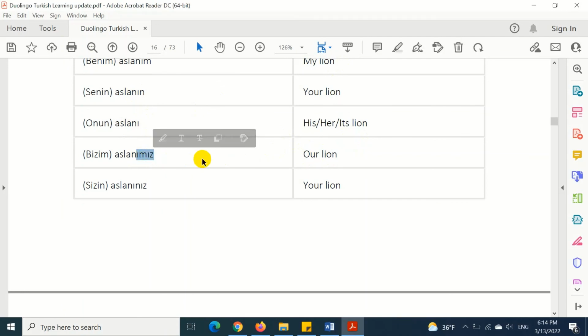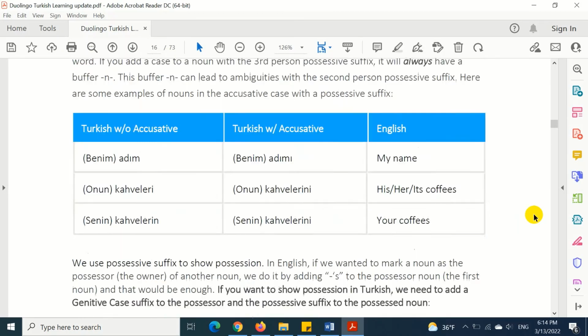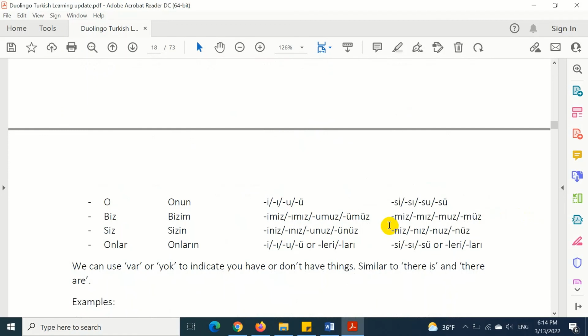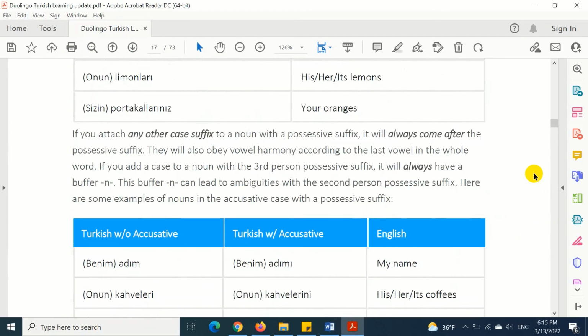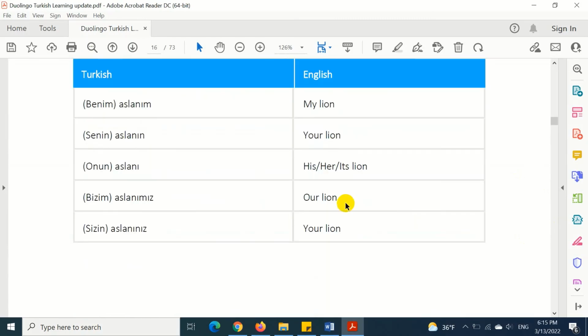Now you know that it is not that difficult as it looks here. Once more, I would like to show you. Here it looks very difficult. You don't know how to remember them, but as soon as you see some examples, it gets very easy. Aslanımız means our lion. Aslanınız, your lion. Well, now I hope you know the possessive case as well. That was as easy as this.